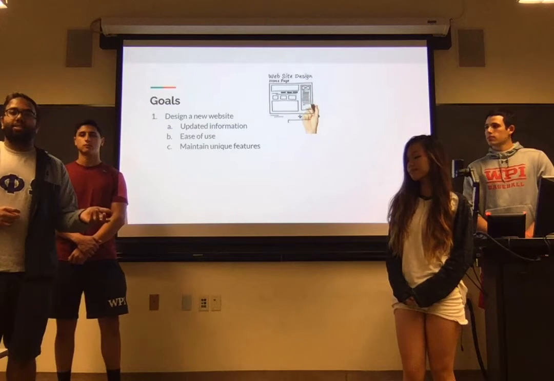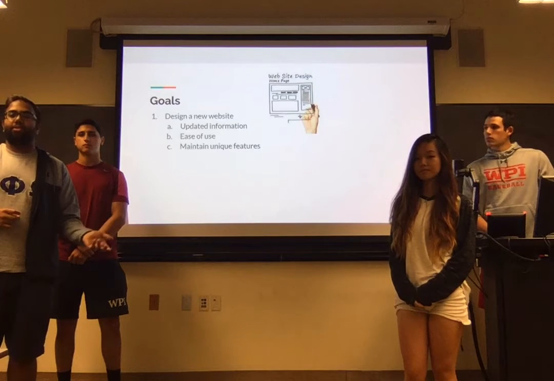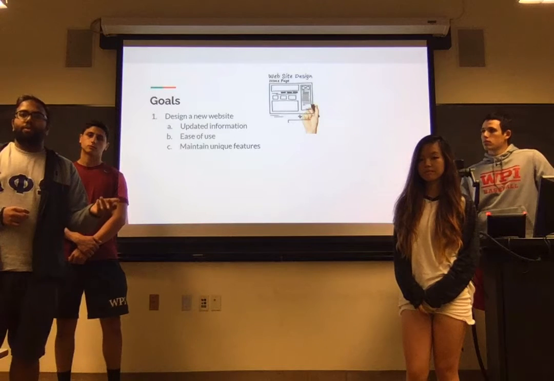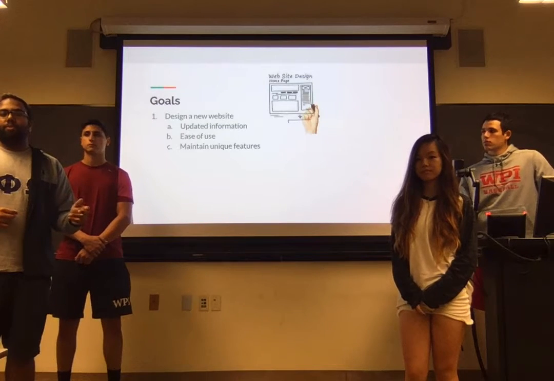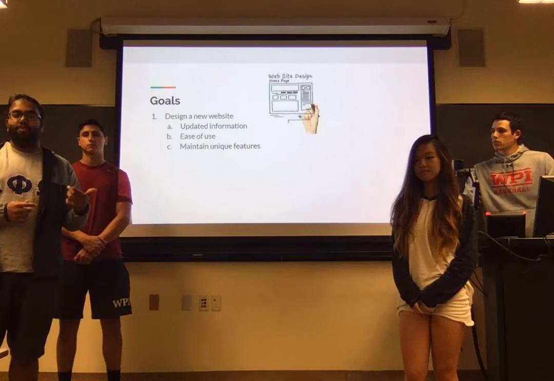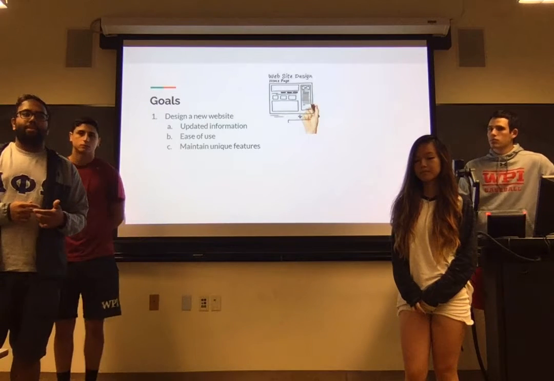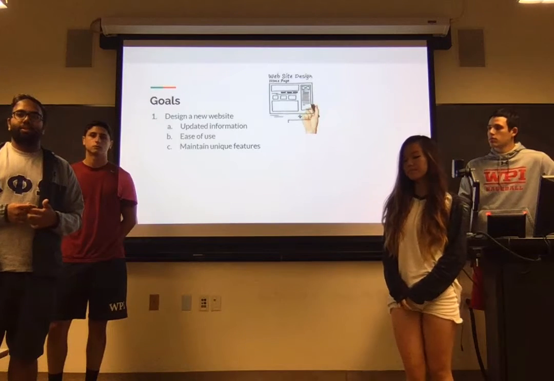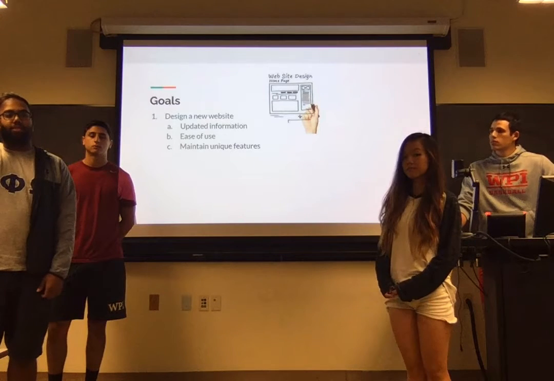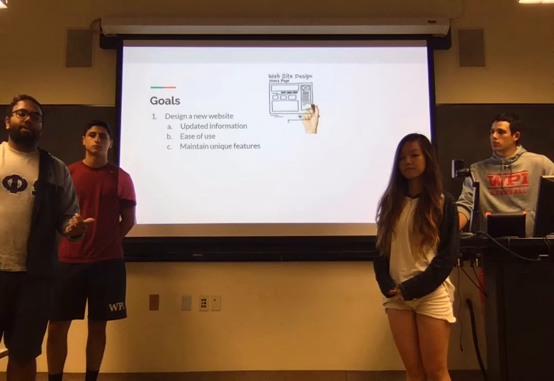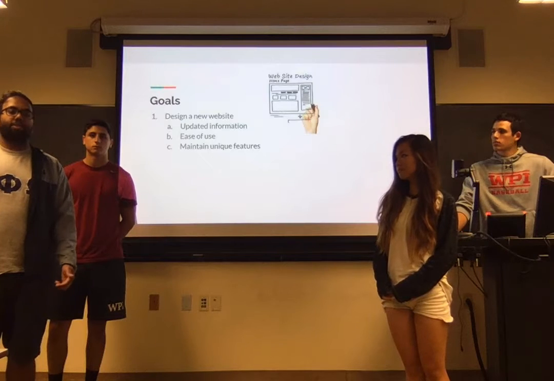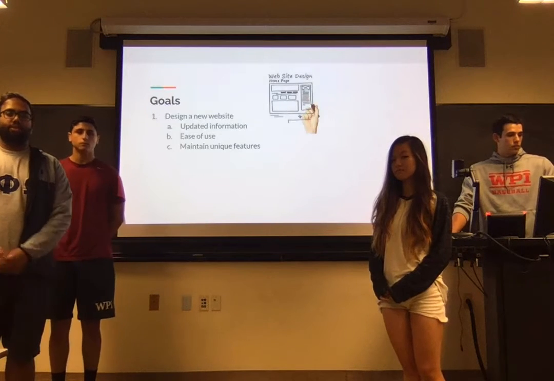The second functionality we want is to make it easier to use for users. Our sponsor brought up one point that when people donate, they often have to email back and forth, and it takes a lot of time. But because we're updating it, we can solve this issue. Also, they want to maintain unique features such as the map on the homepage, which shows where the store is. And now Abdul is going to talk about the rest of our goals.